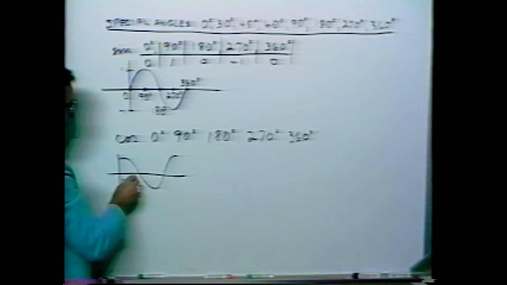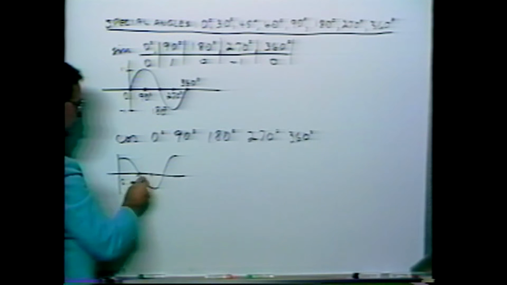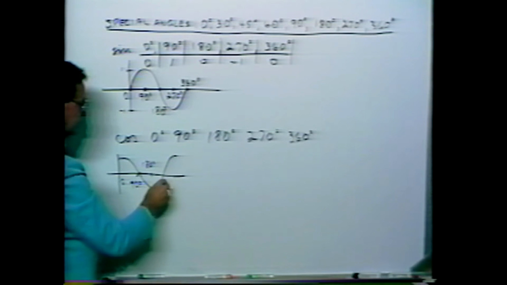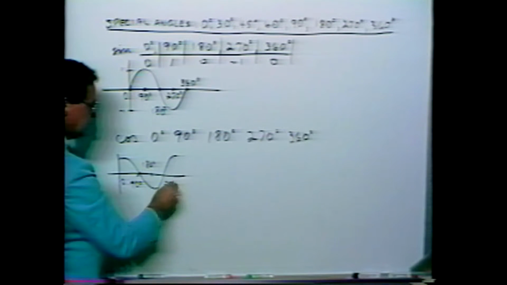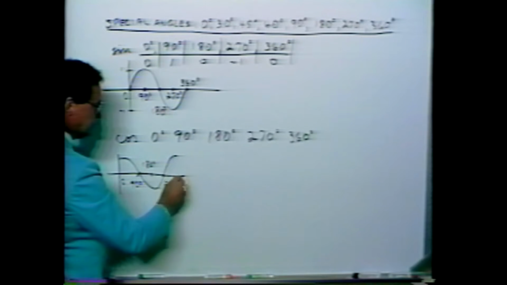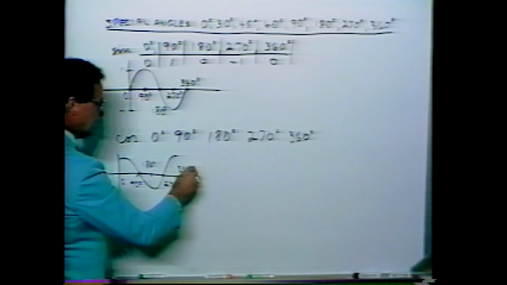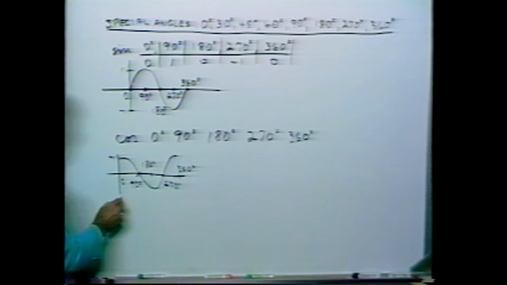We have 0 there. We have 90 degrees there. We have 180 degrees there. We have 270 degrees there. And we have 360 degrees there. This is positive 1, and this is the minimum, which is equal to negative 1.